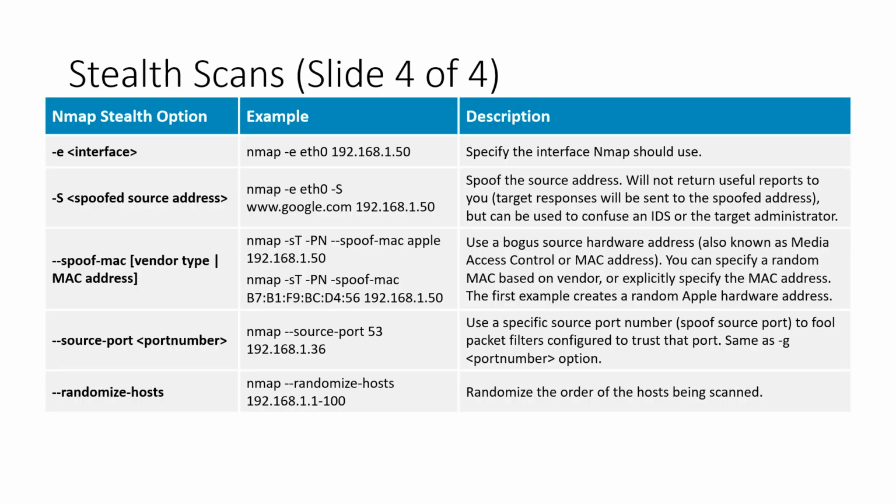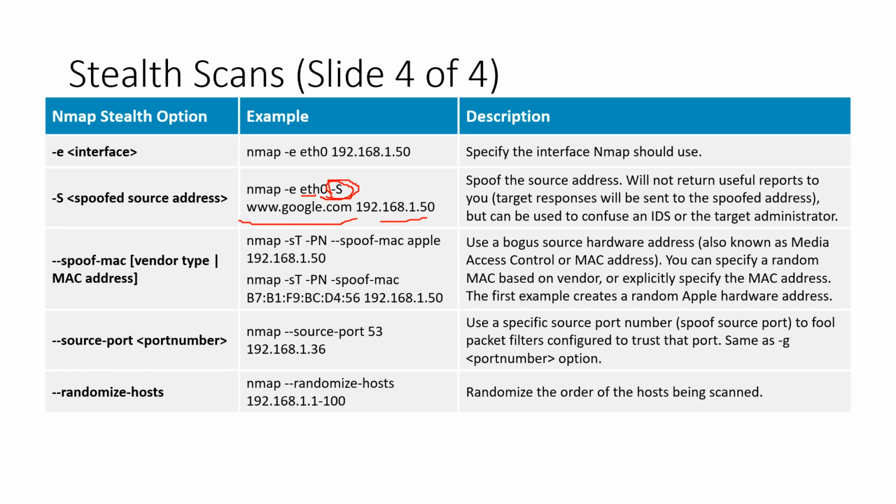Other options on the list for a stealth scan: you may specify the interface, say the LAN card represented by Ethernet 0, to specify again the interface that Nmap should use. Next, you may also spoof the source address in Nmap. So you just add this -s option. Specify the interface and then the -s option, and then this is the spoofed source address. This may be a domain name or a spoofed IP address, and then the target.